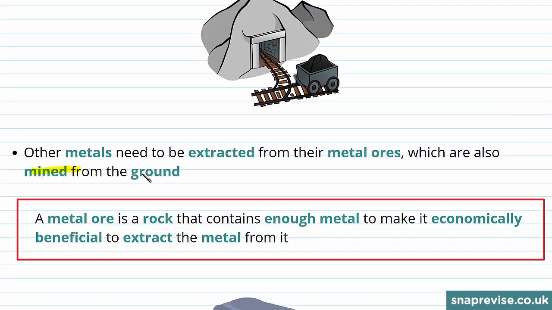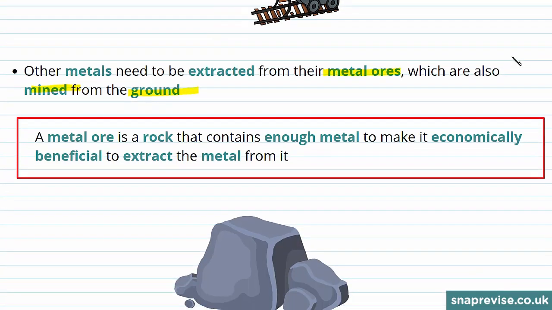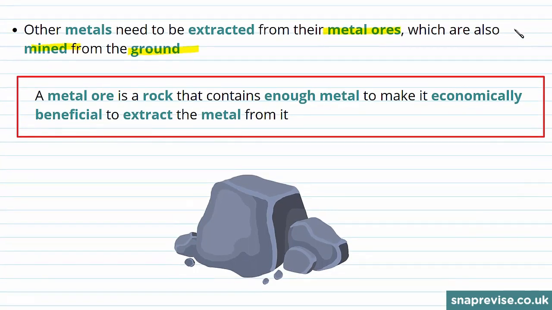Other metals are mined from the ground in the form of metal ores. These contain compounds of the metal rather than the metal in its pure form as the element. Therefore, the pure metal needs to be extracted from the ores. We can formally define what we mean when we talk about a metal ore as a rock that contains enough metal to make it economically viable to extract the metal from it.